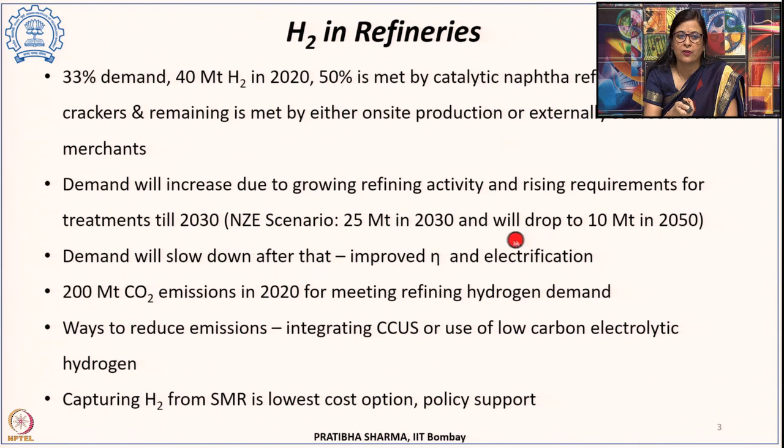Now, this use of fossil fuels in the refinery currently contributes to 200 million tons of carbon dioxide emissions in 2020, for meeting the hydrogen demand of the refinery. Currently, most of the hydrogen demand is met by different fossil fuels. To address this challenge and reduce the emissions, the two possibilities are either to integrate carbon capture, use and sequestration, or to use low carbon electrolytic hydrogen. If we see these two aspects, then capturing carbon from SMR plants is the lowest cost option, and integration of CCUS with that will also require policy support.